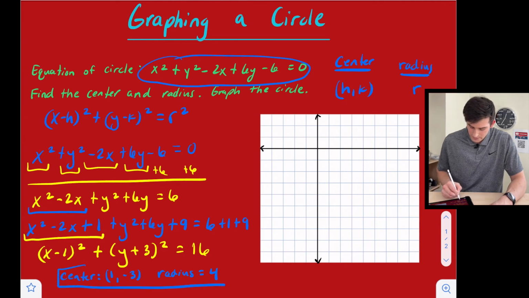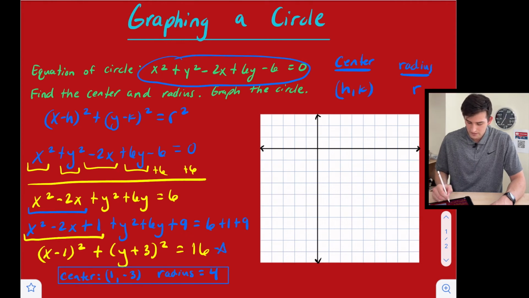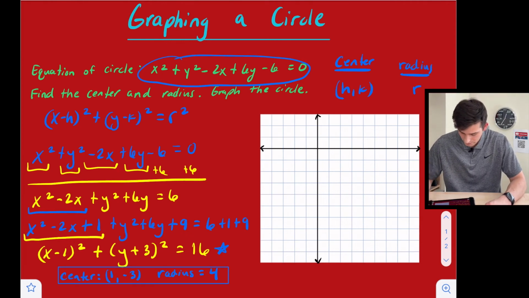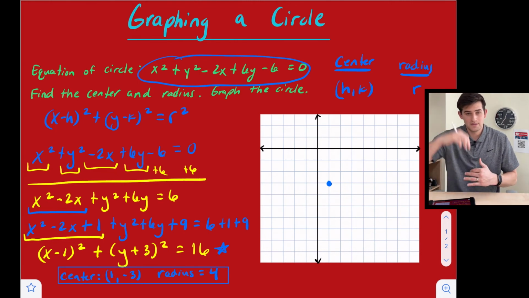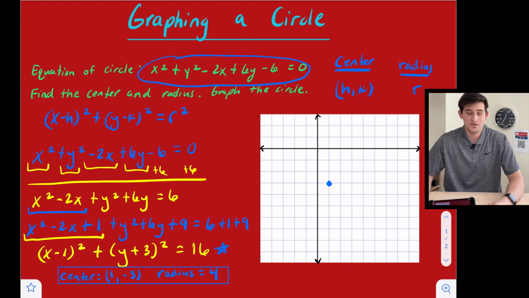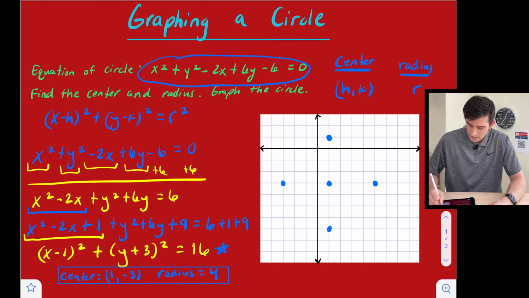So now we're going to use this information to help us graph this equation. We're going to come over here to our coordinate plane. Our center is at 1, negative 1, 2, 3. So there's our center. And our radius is 4. So the best way to do this is go up 4, down 4, right 4, left 4 from your center. So 1, 2, 3, 4. I'm going to put a dot. Then the same for the other directions, counting 1, 2, 3, 4 each time. Now I'm going to draw my circle.